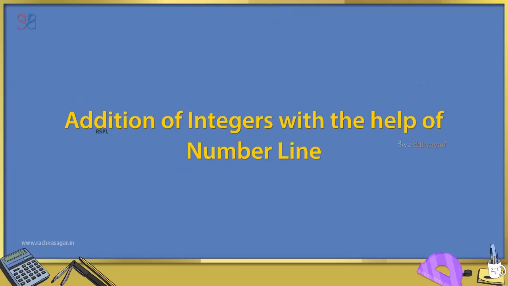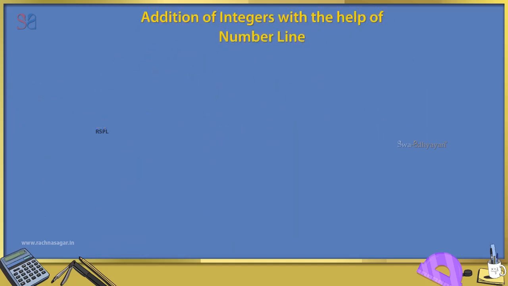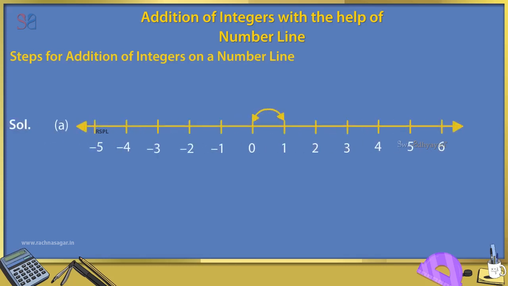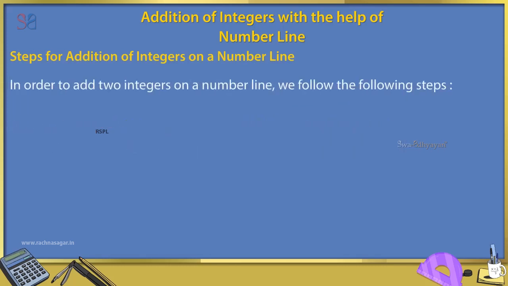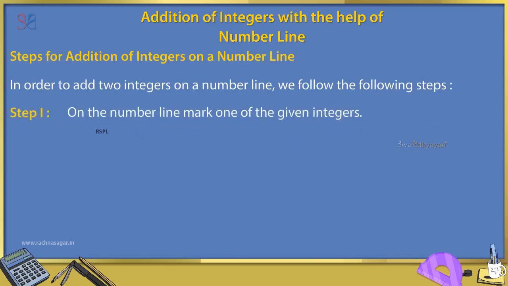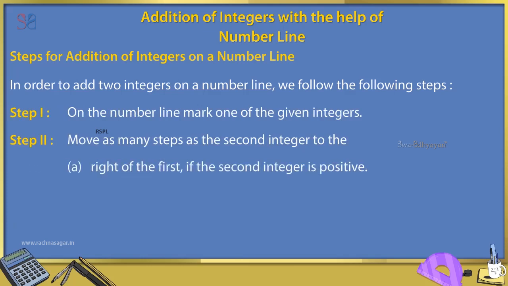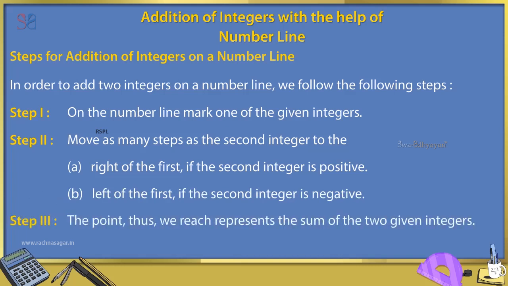Addition of integers with the help of a number line. Steps for addition of integers on a number line. In order to add two integers on a number line, we follow these steps. Step 1. On the number line, mark one of the given integers. Step 2. Move as many steps as the second integer to the A. Right of the first if the second integer is positive. B. Left of the first if the second integer is negative. Step 3. The point we thus reach represents the sum of the two given integers.